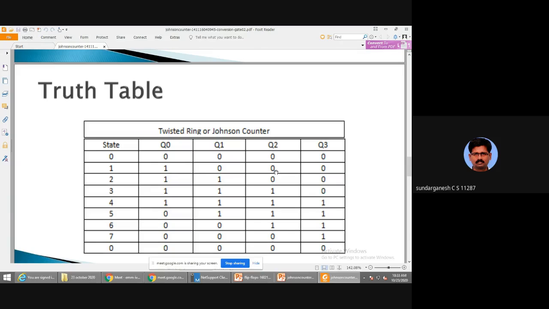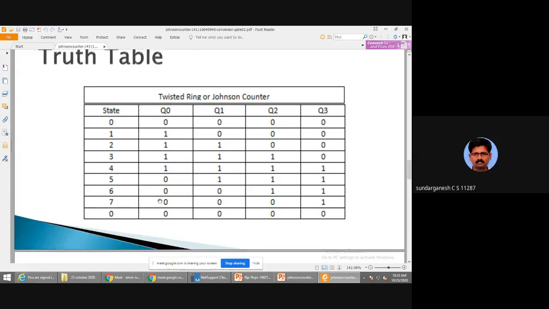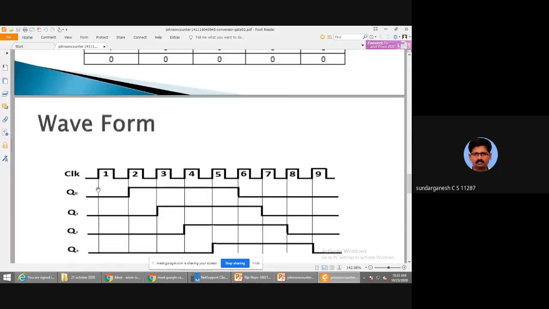So 0 0 0, 0 0 1, 0 1 1, 1 1 1. After this, the 4th state is not there. So it becomes 1 1 0, 1 0 0, and 0 0 0. This state is not available. Both this state as well as the 0th state will not be available, so this will eliminate 2 states. So with three flip-flops, it has 6 states. In the timing diagram also, here it starts from 2 and ends in 5, 3 and 6, 4 and 7, 5 and 8.